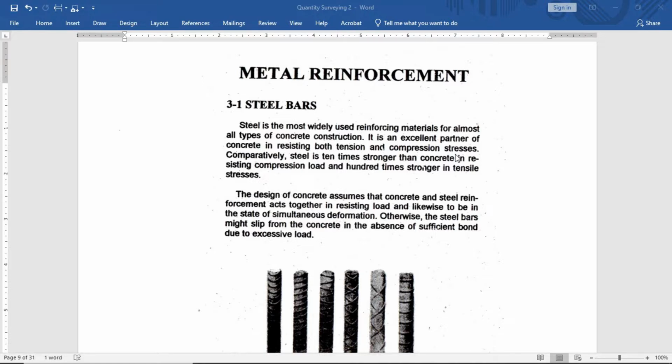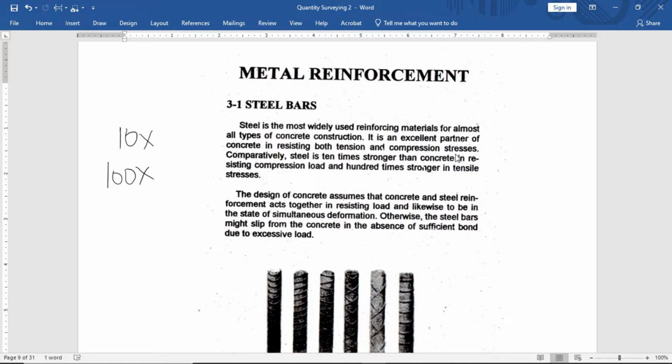Comparatively, steel is 10 times stronger than concrete in resisting compression load and 100 times stronger in tensile stresses. The design of concrete assumes that concrete and steel reinforcement act together in resisting load and likewise are in the state of simultaneous deformation.